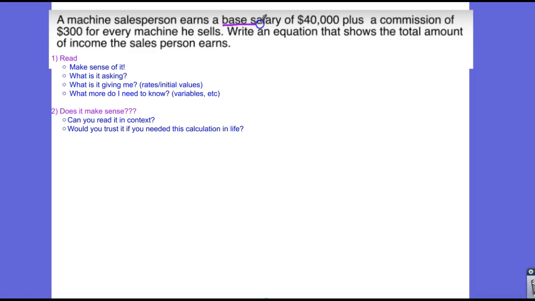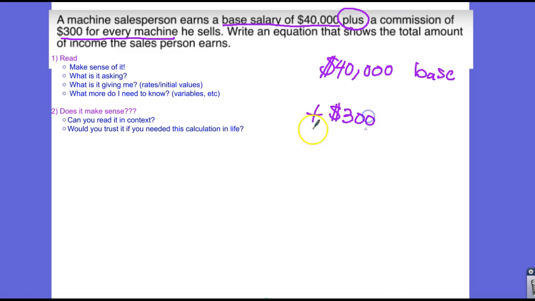Let's read through. He earns a base salary of $40,000. Oh, hey, plus, that's an important word, plus a commission of $300 for every machine. So let's make sense of all this information here. I know I get $40,000 base, and then it says plus a commission of $300. Is it just randomly plus $300, 40,000 and then plus 300? No, this says for every machine he sells. So if I get 300 for every machine, I would need to add 300 for however many machines I sold. So let's go ahead and multiply that by the number of machines. 300 times however many machines, when this goes from 1, 2, 3, however many machines I sell, I'll multiply by that, and that's how much I'll have to add on.